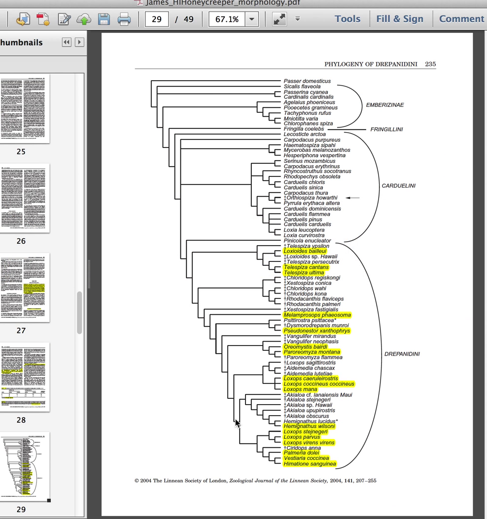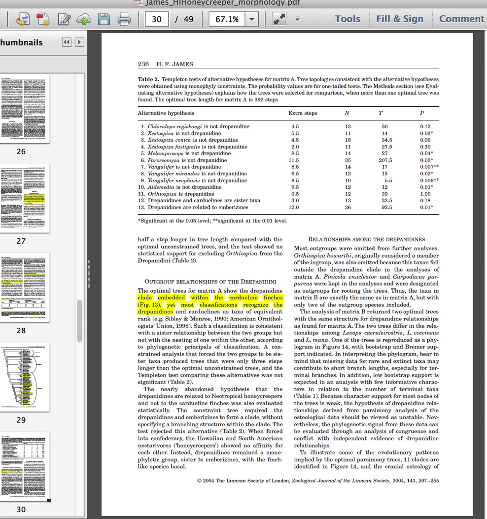Okay, so a couple of questions you're going to want to answer here. First things you're going to look at are, okay, are the honey creepers a monophyletic group? What are they sister to? Is that the same as in the molecular paper? And of course you're going to annotate like crazy. Okay, let's keep going quickly here through some more figures.